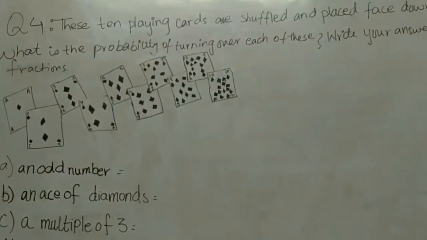Let's take one more example, of playing cards. I'm going to read out the question 4. These 10 playing cards are shuffled and placed face up. What is the probability of turning over each of these? Write your answer as fractions. You will write the answers in fraction form.